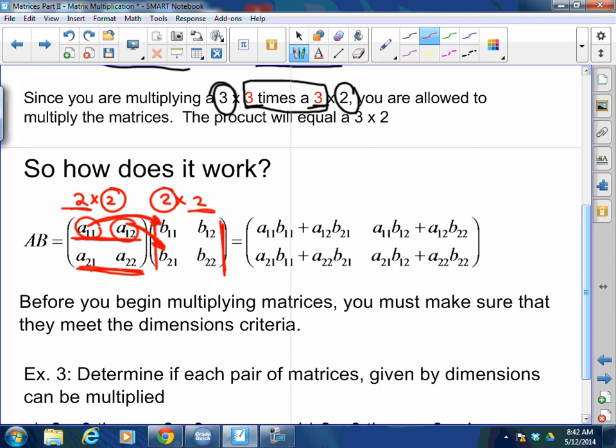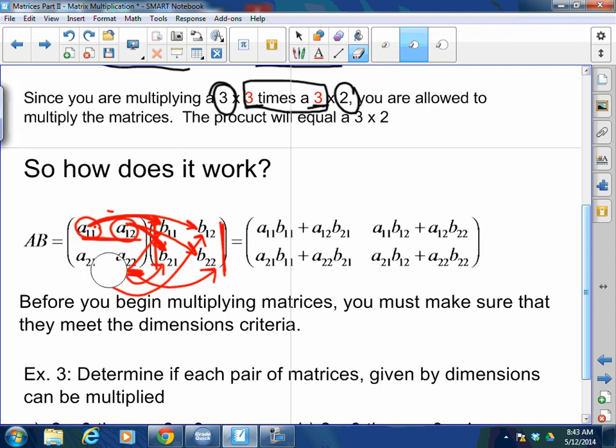Sorry. So we have now A11. Well, first we have to finish this top part. So we have A11 times B11, A12 times B21. Then A11 times B12, then A12 times B22. Then we come down here. A21 times that first column, A22 times this second one. Then A21 times this guy. Then A21 times that guy.